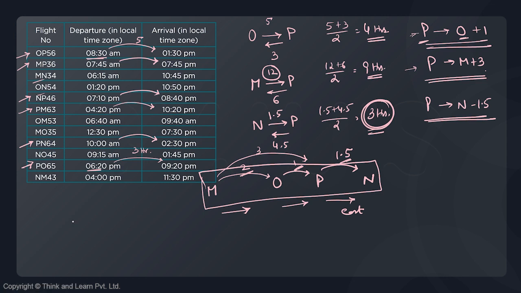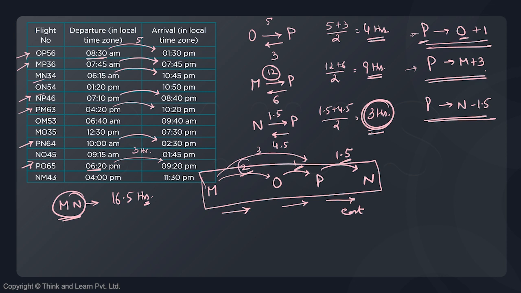For example, let us say I ask you what is the journey time between M and N. How do you calculate that? Look at this. From M to N, it shows 6:15 to 10:45. 6:15 to 10:45 is 16.5 hours. Right, everyone? M to N is 16.5 hours.